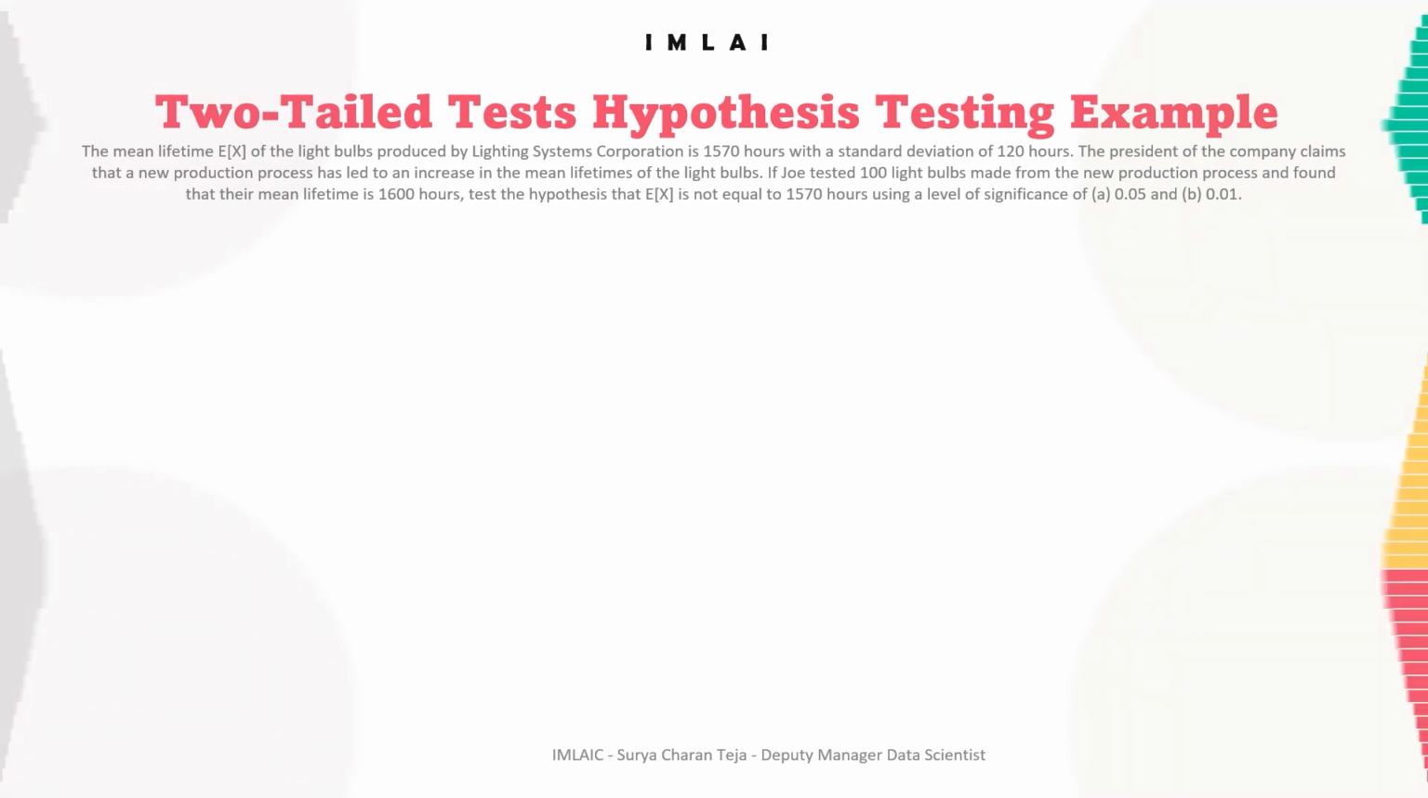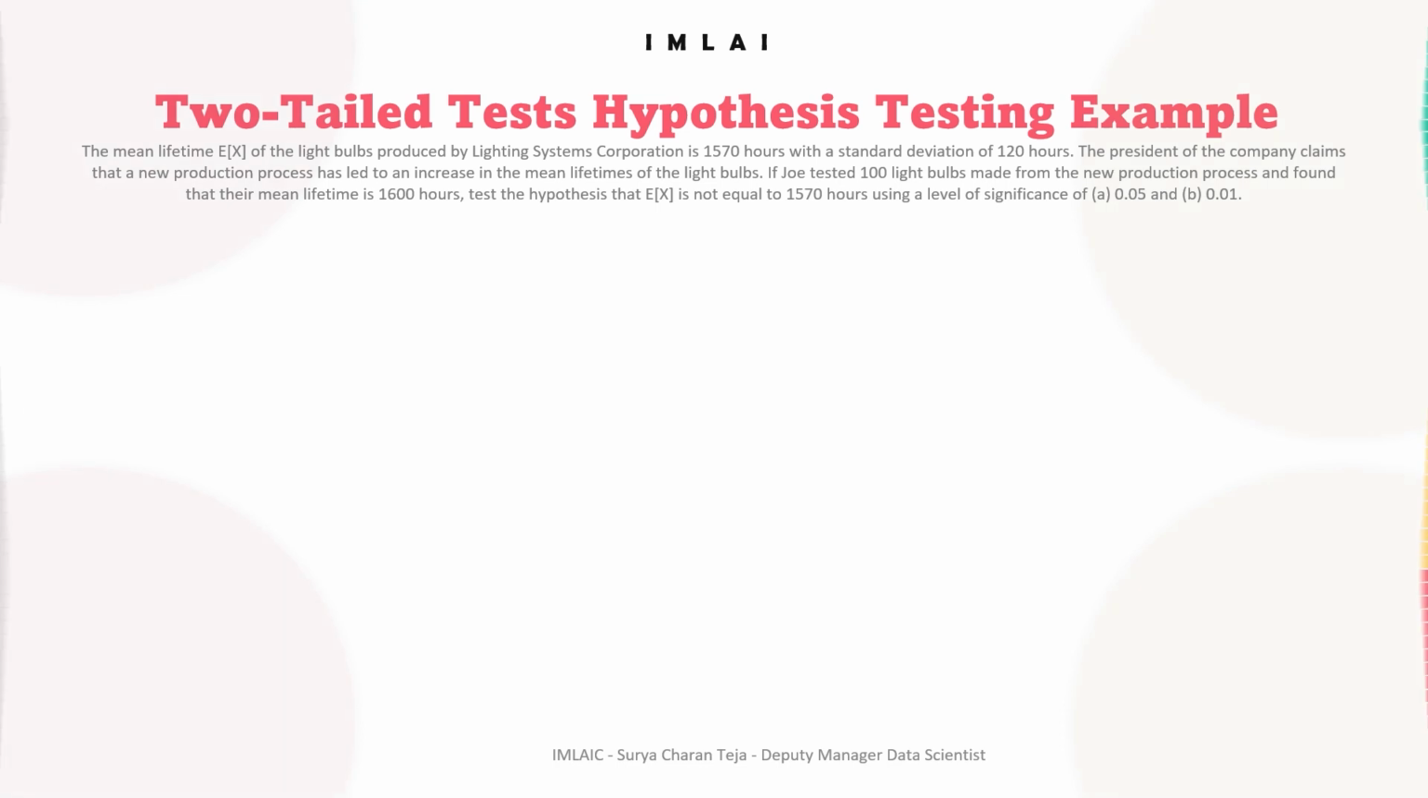If Joy tested 100 light bulbs made from the new production process and found that their mean lifetime is 1600 hours, test the hypothesis that E of X is not equal to 1570 hours using levels of significance 0.05 and 0.01, that is, 5% and 1%. Okay, so that is the problem statement.